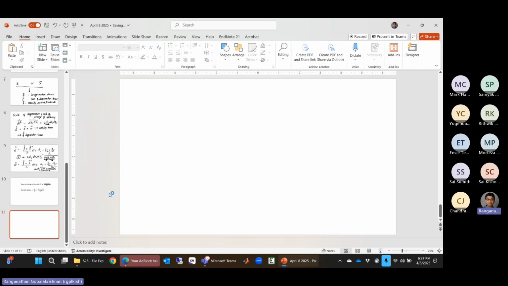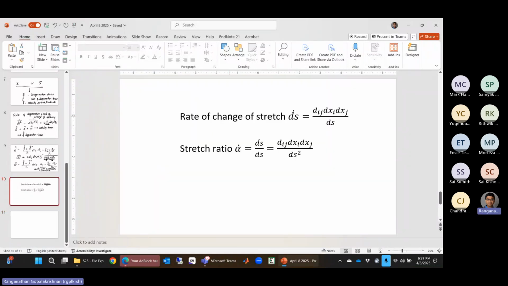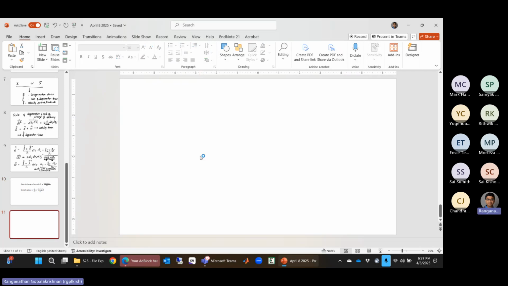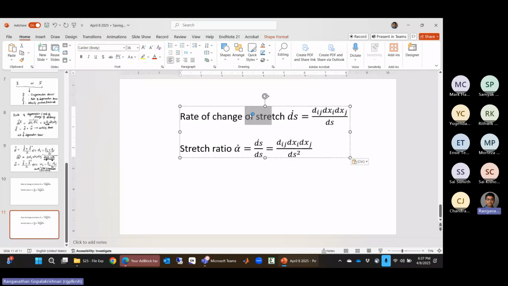And then the rate of deformation tensor. So sorry, the next quantity we are interested in, copy this right here, is the rate of change of volume. So we want to write.